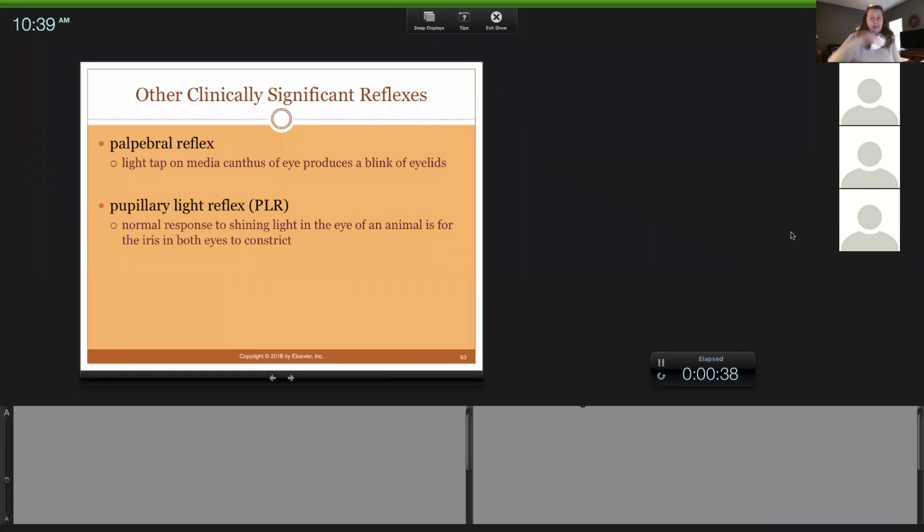Yeah, if they can't withdraw the penis and that nerve, that can be very detrimental to the patient.